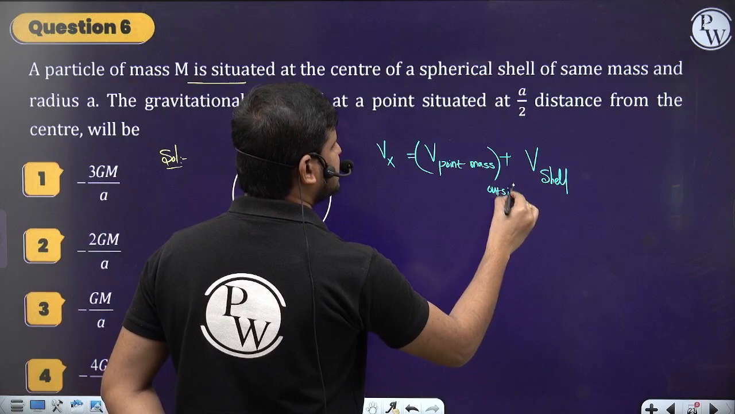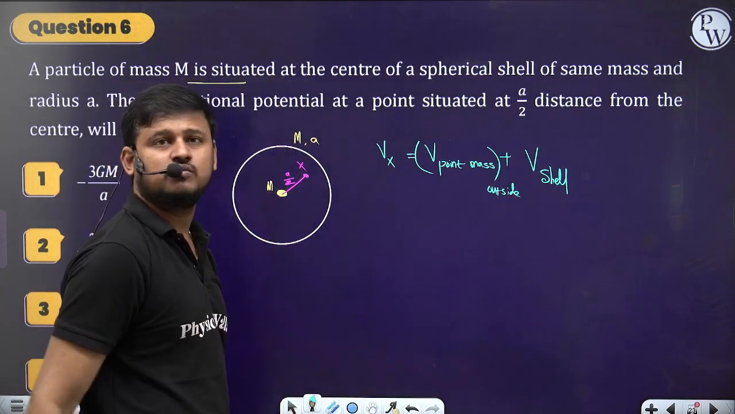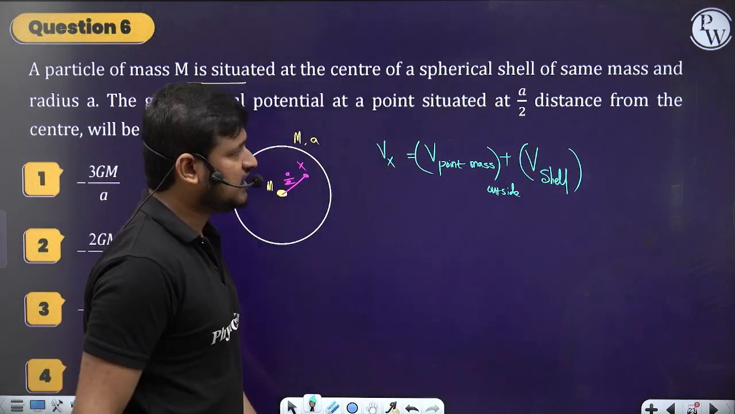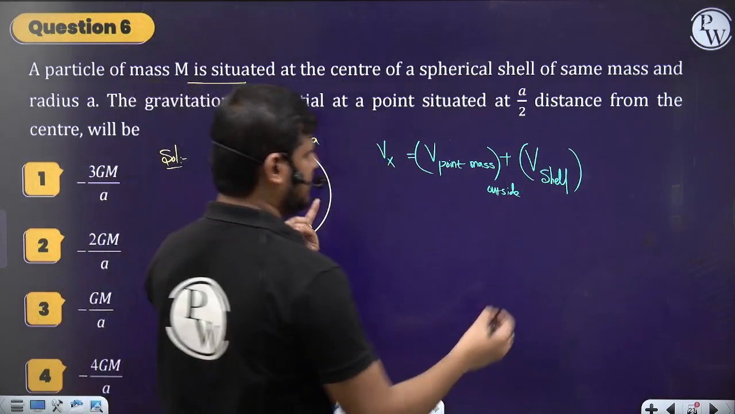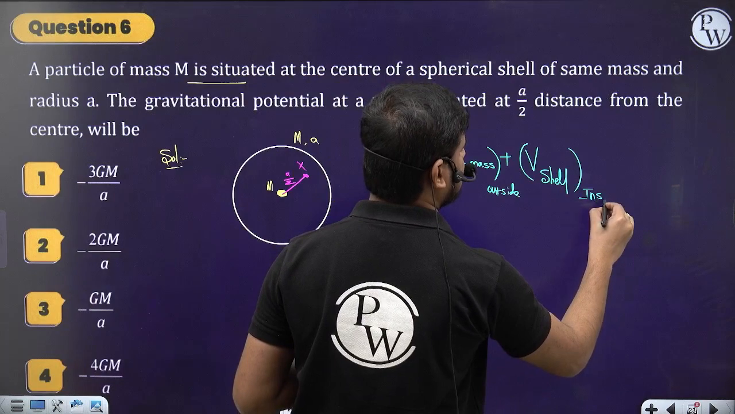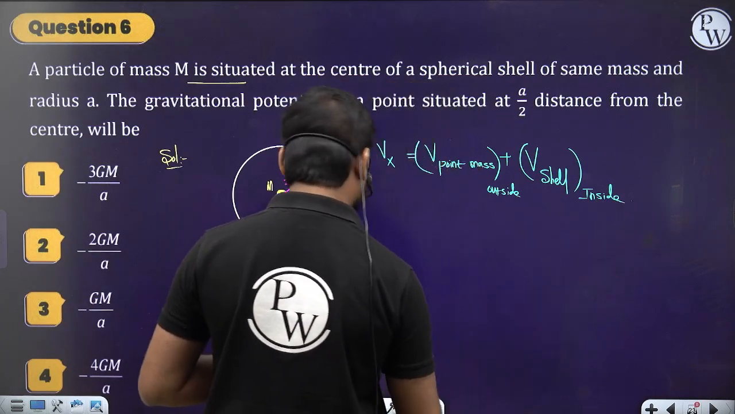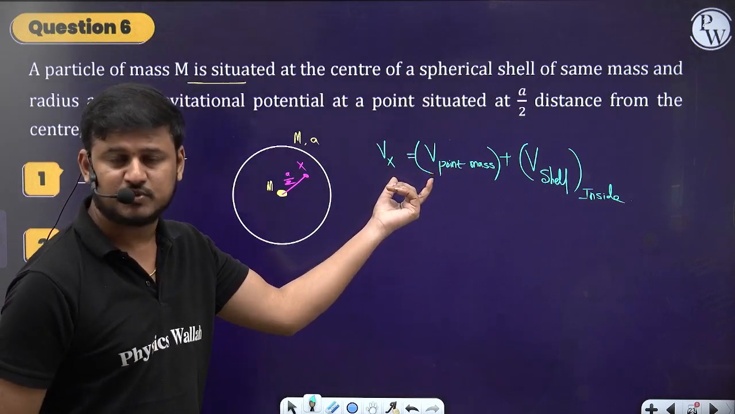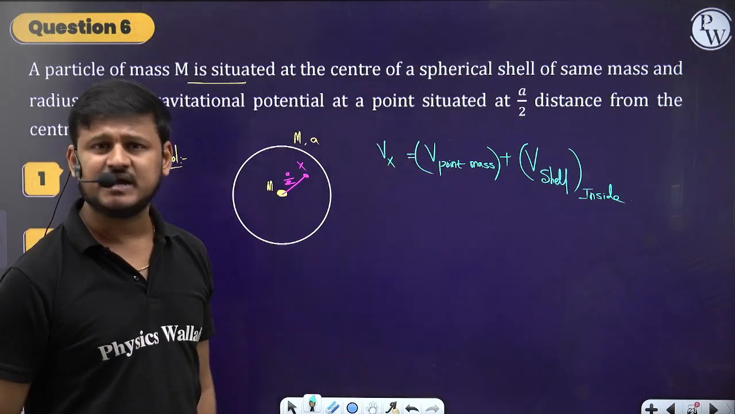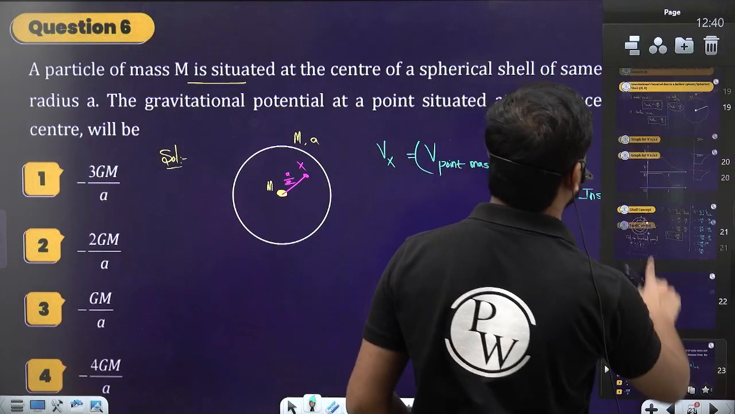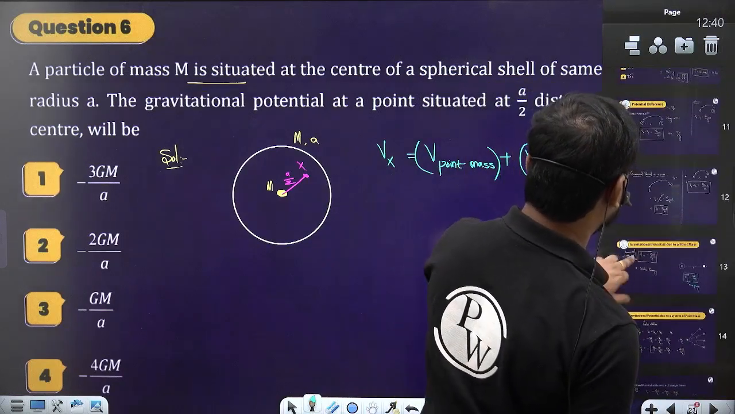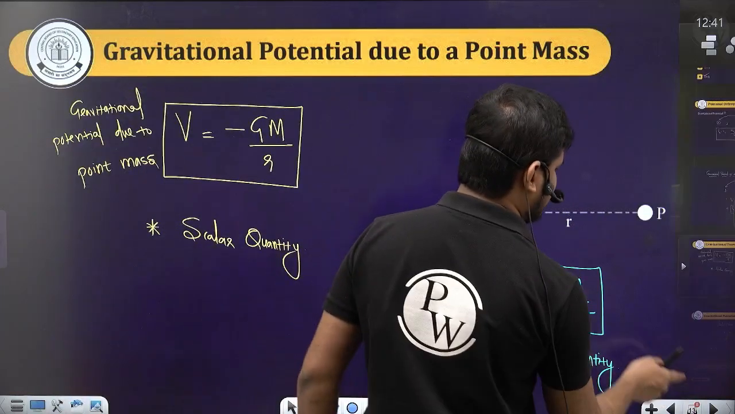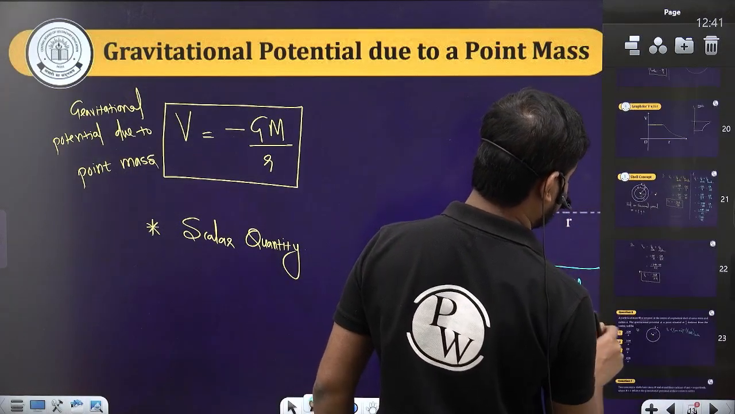For the point mass, it is at a distance a by 2. And for the shell, the point is inside. Or else you need not write inside or outside. What is the gravitational potential due to a point mass formula? Minus GM by r. We have seen that, right? So then simply I can write here.